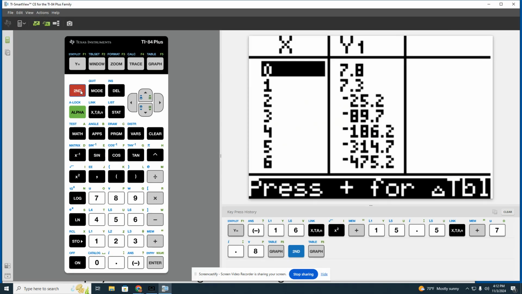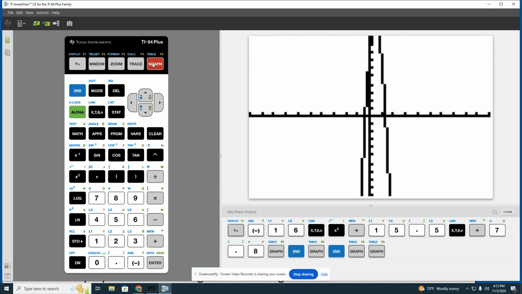Also, look at this graph. What else is important in the graph? Well, how high it goes. Now, I can't see that height. I could zoom out if I want, but I'm not even going to worry about it.